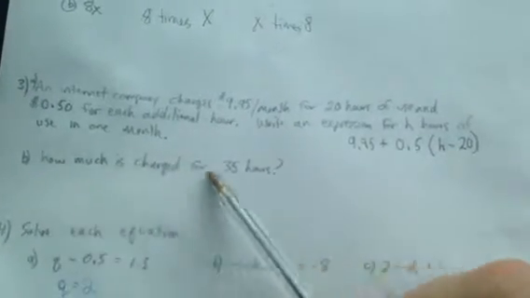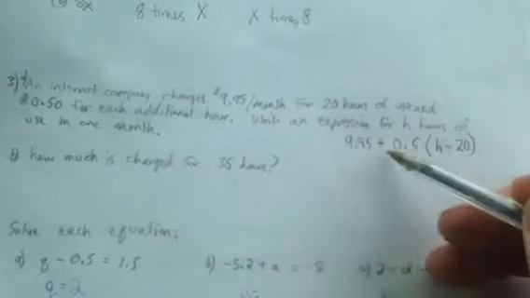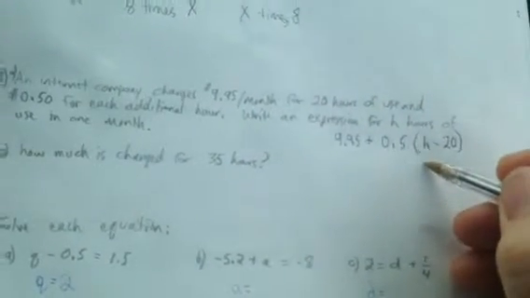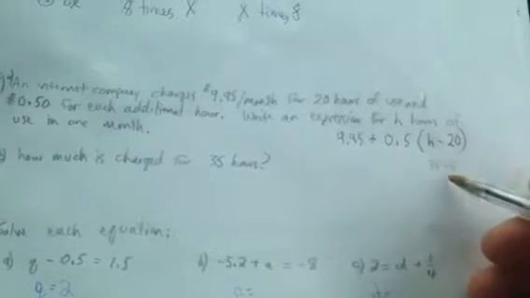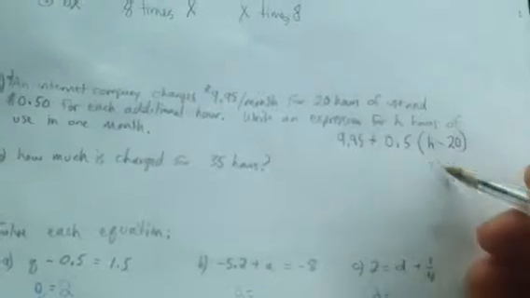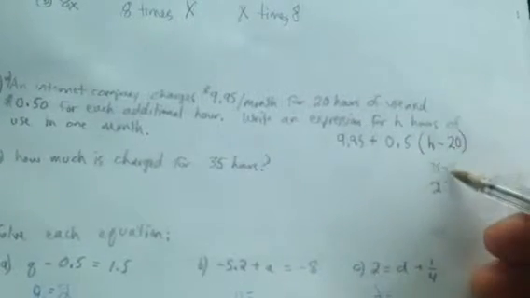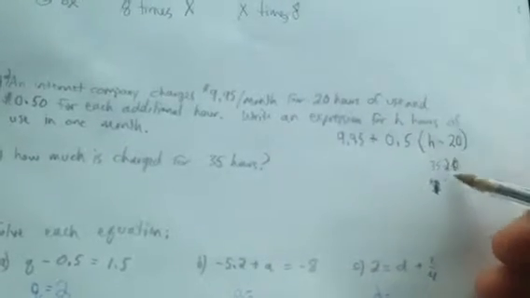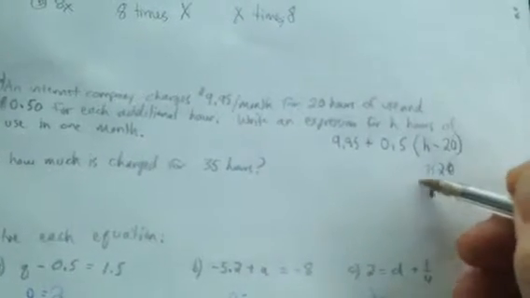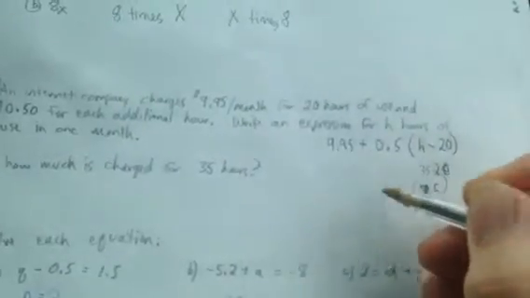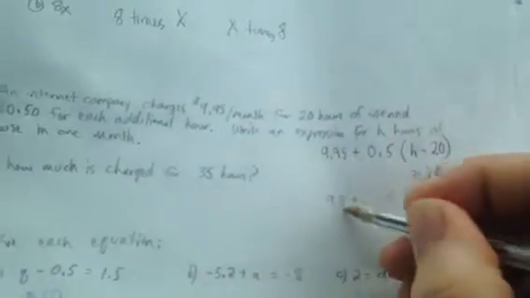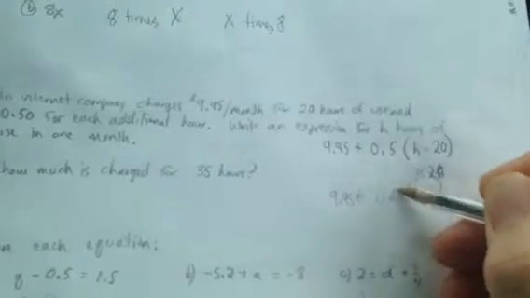So you do it. How much is charged for 35 hours? That plus that times 35. 35 minus 15 equals 20. No, yeah, that's right. Oh no, wait. 35 minus 20 is 15. So 15 times 0.5 plus $9.95, and you get the answer with your calculator. You just have to think it out.